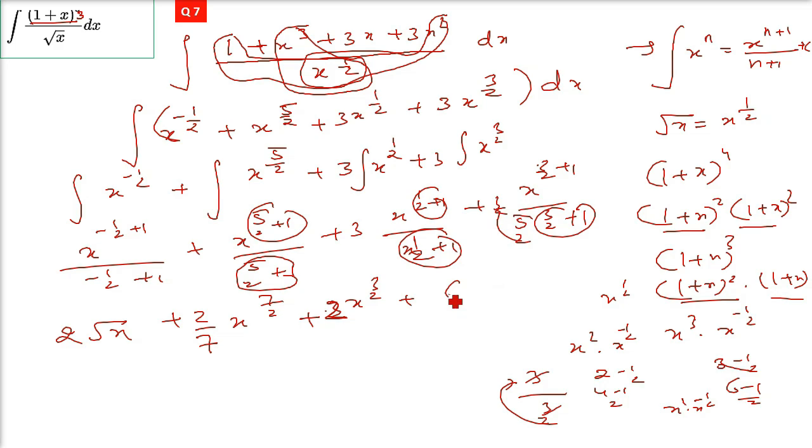So this 2 goes up, 5 goes down. So it will be 3 into 2, 6. X raised 5 by 2. And now the constant of integration. So these are all the different steps to finally arrive at the answer.